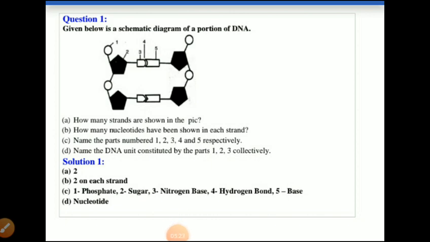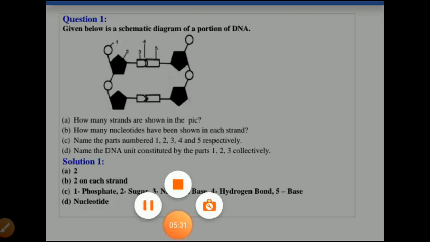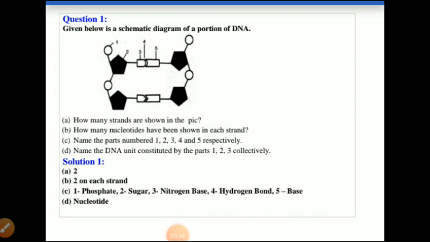Next, question number 1. Given below is a schematic diagram of a portion of DNA. This question is from E-Part, structured and application skill type. Answer the following based on the structure. Question number A. How many strands are shown in the picture? There are 2 strands. Question number B. How many nucleotides have been shown in each strand?